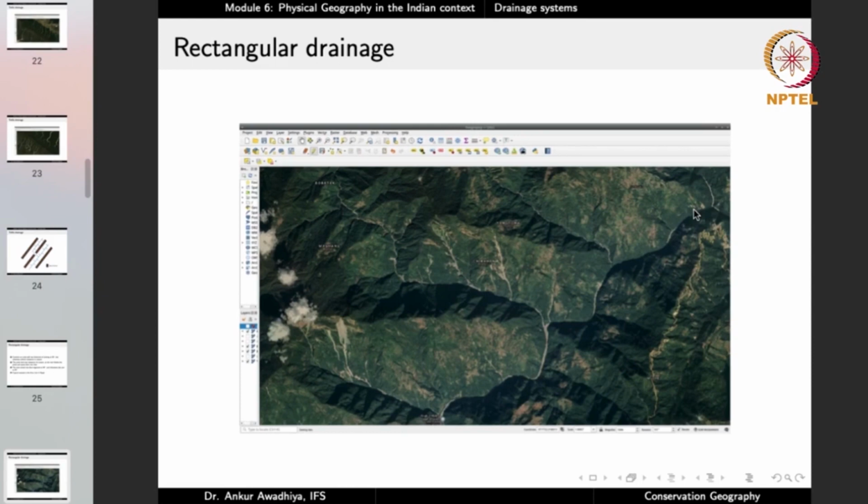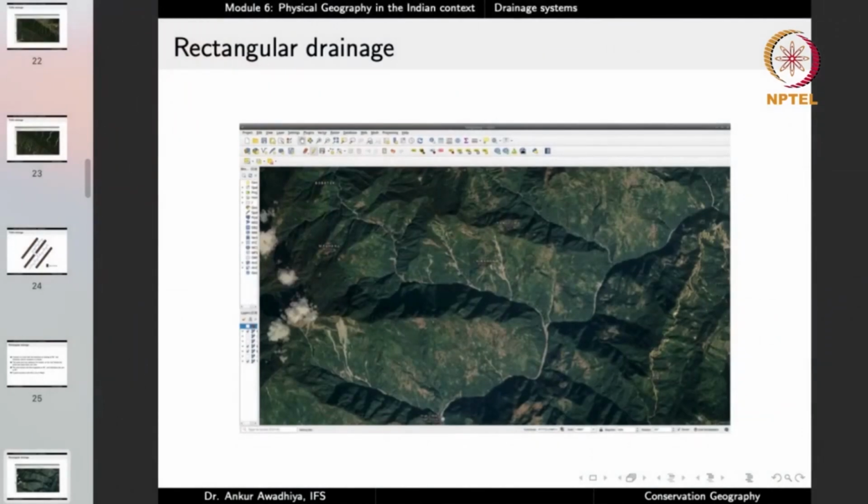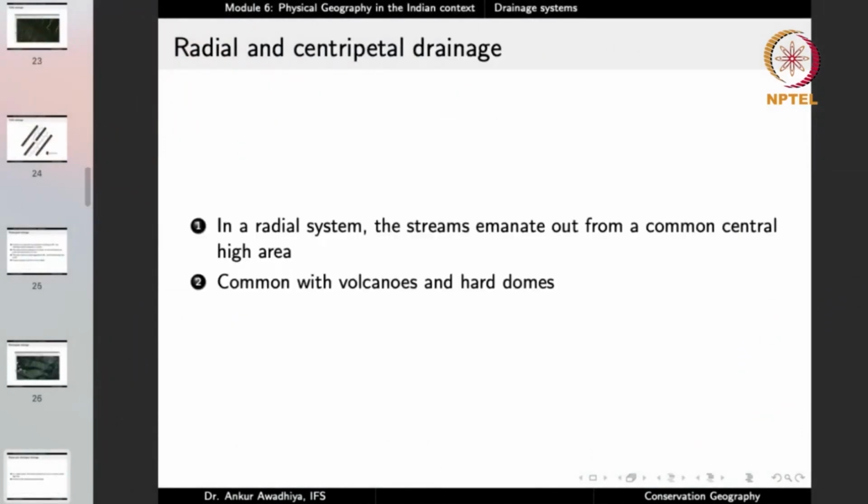So you get a rectangular drainage in those areas where you have hard rocks with joints. The river is unable to erode the hard rocks, so it has no other option but to move through the joints, and with time it is going to erode these joints to get a rectangular drainage.